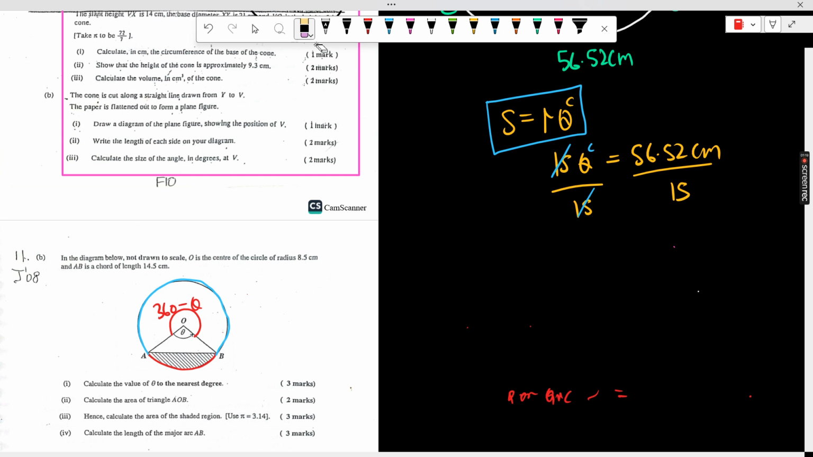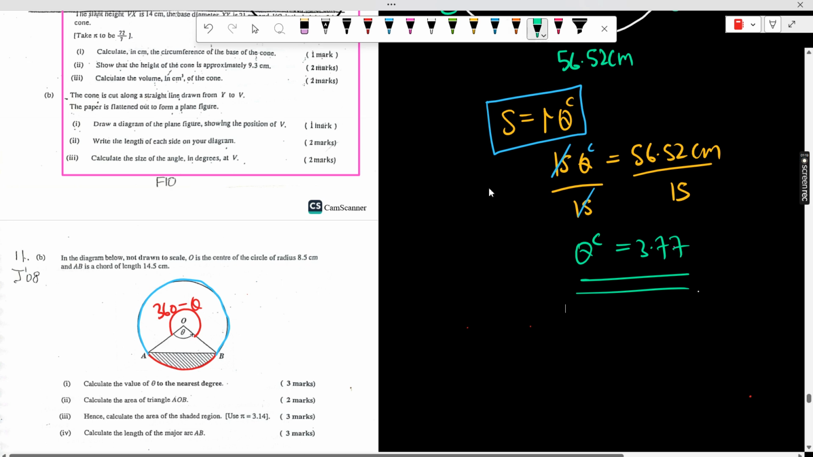About 3.77. So what this means is that the angle theta in radians is equal to 3.77. That would be the size of that angle there in radians, 3.77. Right?